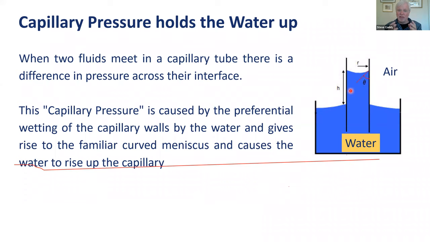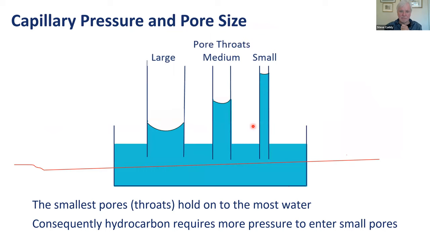Now, what you probably haven't realized is that although it pulls up the water inside the capillary, the movement on the outside of the capillary is even greater. That's because the surface area around the outside is slightly more than on the inside. So the result of that is that the smallest pores with the smallest pore throats hold the most water, as shown here. It will be pulled up higher in the smaller capillaries. Therefore, the hydrocarbon will require more pressure to enter the smaller pores.